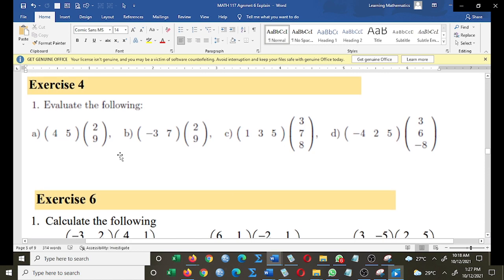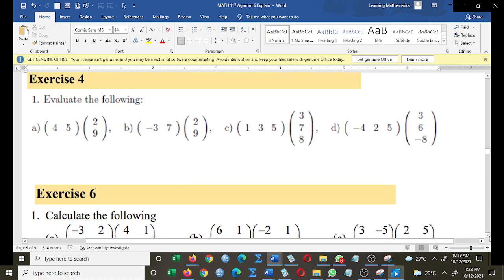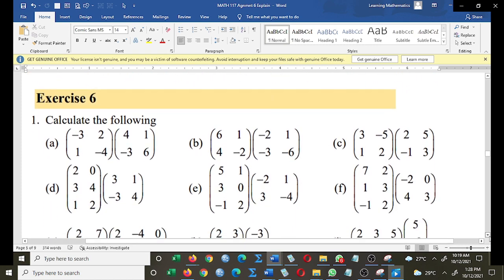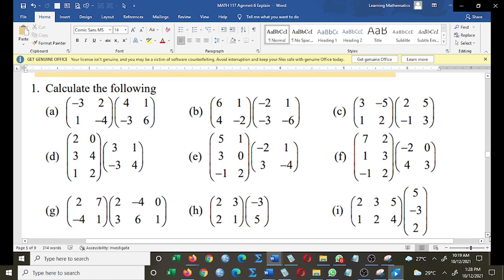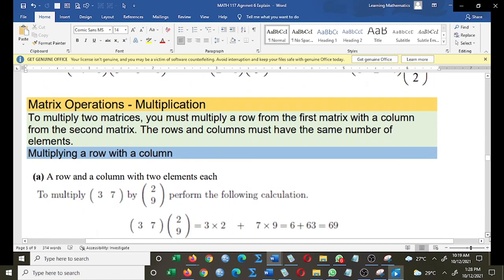Right, so you have, for example, evaluate the following, and you are not seeing any sign between the matrices. When you don't see any sign between two symbols, automatically it is a multiplication. Right. So we have one like A, B, C, and D. So we're going to make examples like them. You have exercise 6, and you have those there, more elaborate.